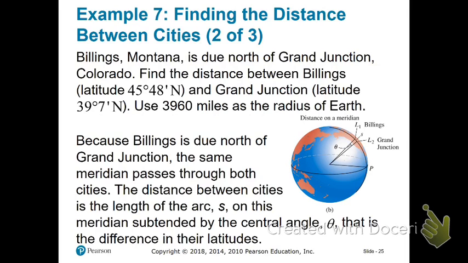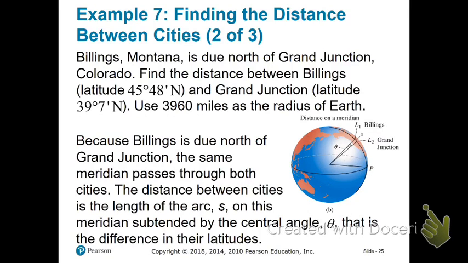So, I'll just help you get that set up. So let's just keep going. So it says Billings, Montana is due north of Grand Junction, Colorado. Find the distance between Billings, which has a latitude of 48 degrees 48 minutes north, and Grand Junction, whose latitude is 39 degrees 7 minutes north. Use 3,960 miles as a radius of Earth.